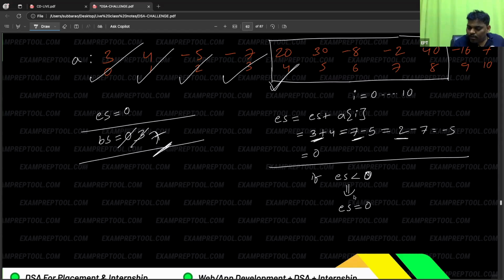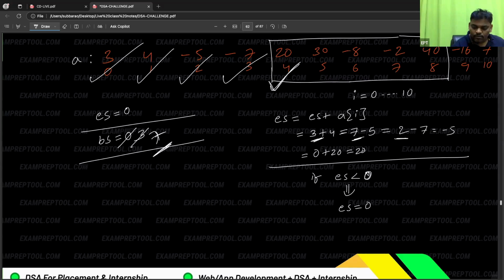So remember, whenever every time sum is less than 0, it will become 0. From now onwards you have to start again. So I'm starting now. So 20. So add 20.